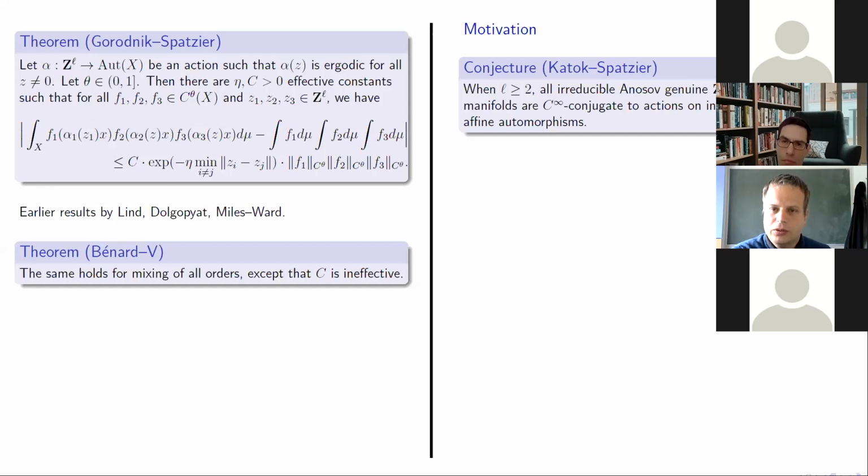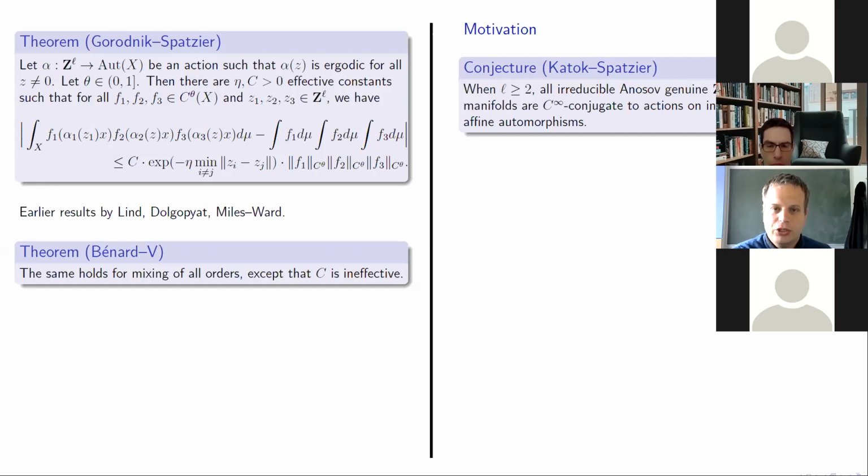Okay, so the reason why I mentioned this conjecture is because this shows that this kind of dynamical systems that I'm talking about are, well, a special class of dynamical systems. But if you want to look at Anosov actions on compact manifolds, then you don't have anything else. So it's an interesting class of dynamical systems.